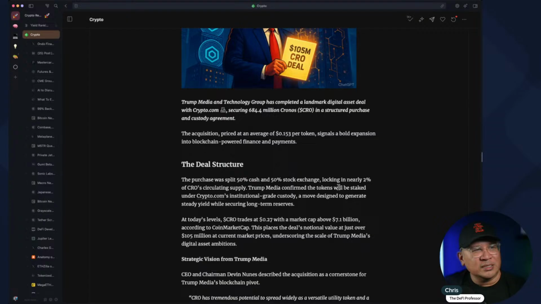Wow. So they've bought 684 million Kronos in a structured purchase and custody agreement. Price an average of 15 cents per token. Man, remember when Kronos was under a penny? I do.